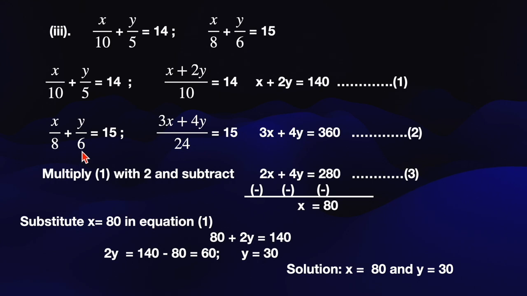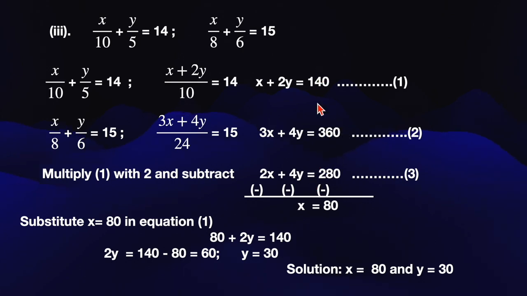Similarly, let's do this one. The LCM here is 24. The first fraction you will multiply by 3 upon 3, so you get 3x upon 24. The second fraction you will multiply by 4 by 4, so you will get 4y upon 24. 24 is the LCM, so write it like this: 3x plus 4y upon 24. Then multiply it here. You get 3x plus 4y is equal to 360. So these are the equations in the standard form.